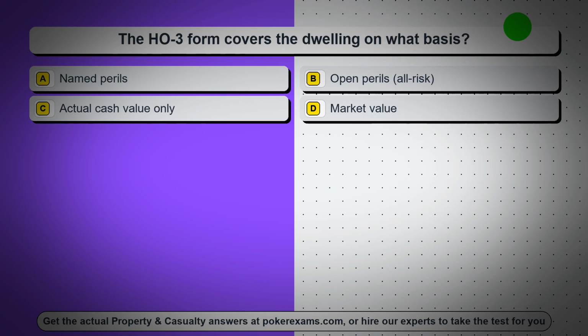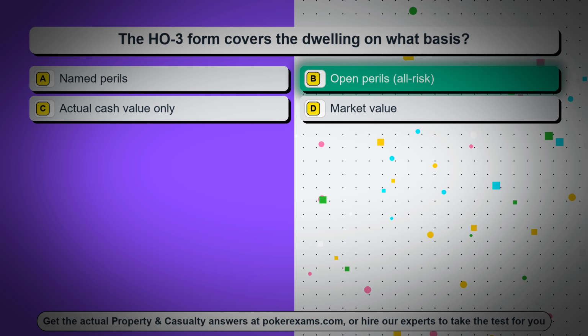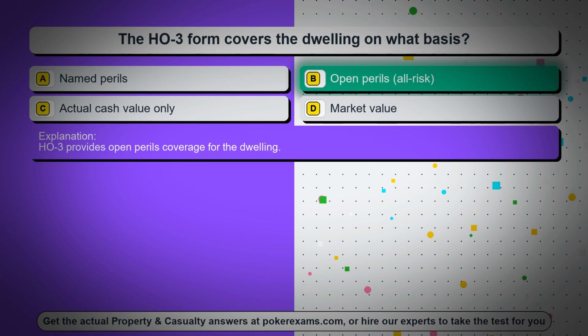Question 21. The HO3 form covers the dwelling on what basis? Option A, named perils. Option B, open perils, all risk. Option C, actual cash value only. Option D, market value. The correct answer is option B. Open perils, all risk. HO3 provides open perils coverage for the dwelling.